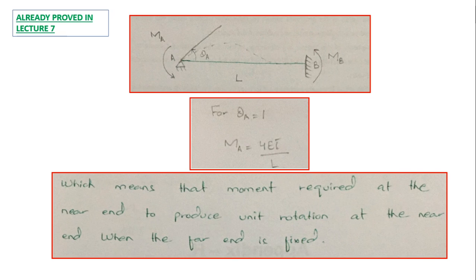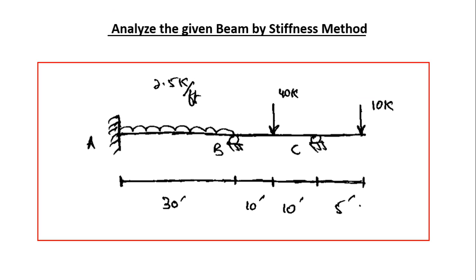stiffness method, and obviously we have to move on to 3D structures, and that is our prime objective. So I should not go into detail, but I should give you the basic concepts. For example, this is a beam, and you should know that this beam is an overhanging beam because one of the portions is overhanging over a roller support.